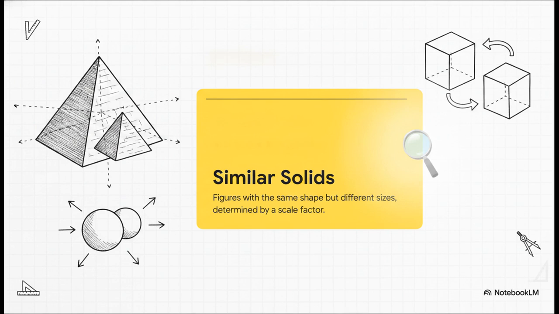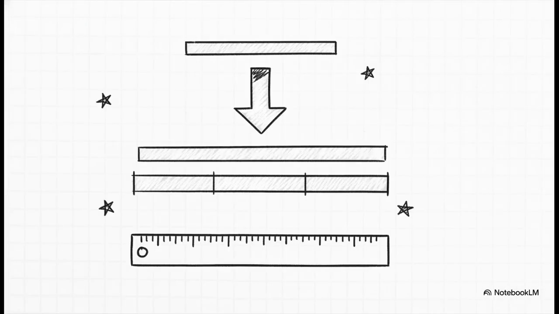This resizing process is determined by a specific dilation, which is driven by a number we call the scale factor. Now, it all starts in just one dimension, with the linear scale factor. A linear measurement is a 1D measure, like stretching the length of a single line segment or measuring one edge of a cube. When we apply a linear scale factor, we're basically just taking that 1D length and multiplying it by a constant value. So if our scale factor is 3, a line that's 2 inches long simply becomes 6 inches long. Easy enough, right?